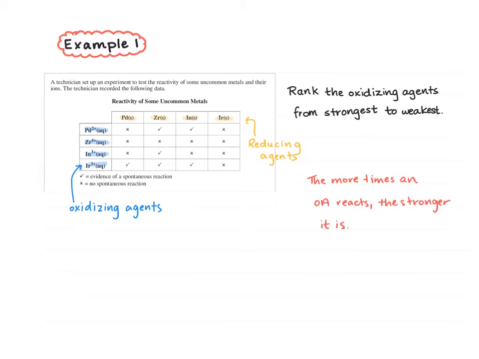So if we go across from palladium down to iridium, we see palladium 2+ had 2 reactions. Zirconium 4+ had 0. Indium had 1, and iridium had 3. That tells us that iridium is our strongest OA, and zirconium is our weakest. So in terms of ranking these, we know that iridium 3+ is our strongest, followed by our 2 reaction, palladium 2+, then indium 3+, and lastly, zirconium 4+. So that's one type of problem.